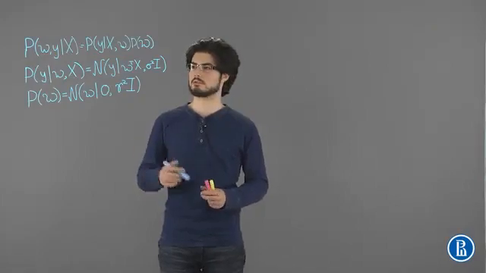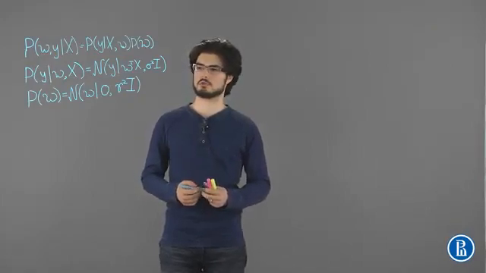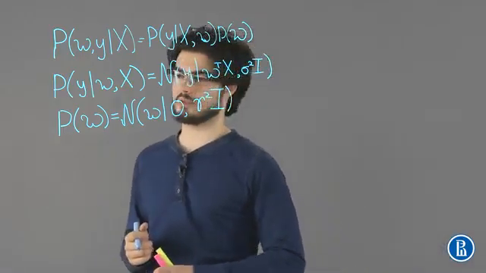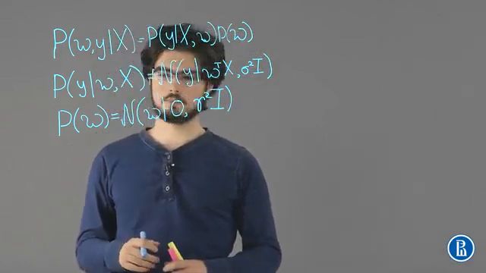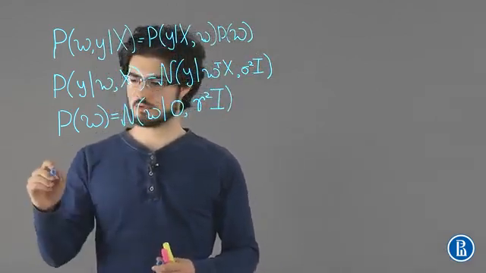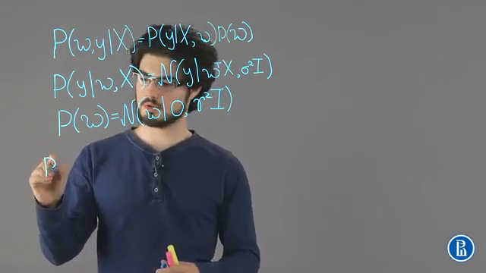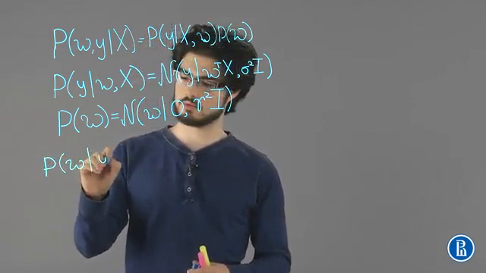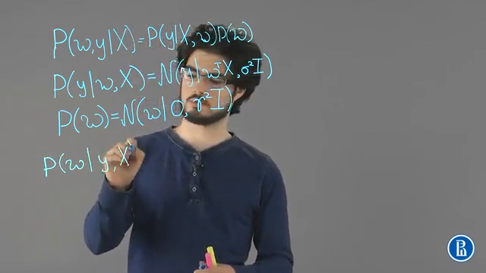Alright, so here are our formulas, and now let's train the linear regression. So we'll do this in the following way. Let's compute the posterior probability over the weights given the data. So this would be the probability of parameters given the data. So those are y and x.